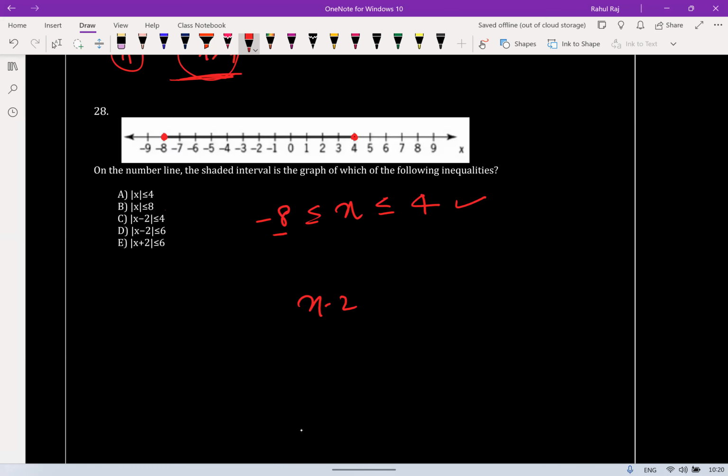So mod of x minus 2 lies between -6 and 6. Then you can add 2 again. You add 2 again, what happens? You get -4, but I need -8. I can just stop at -8. Now in GRE, there is only one answer right here, so this has to be the answer. You can solve it: x plus 2, that's how you have to do it. If you add -2 to -6 and 6, it becomes -8 and 4.